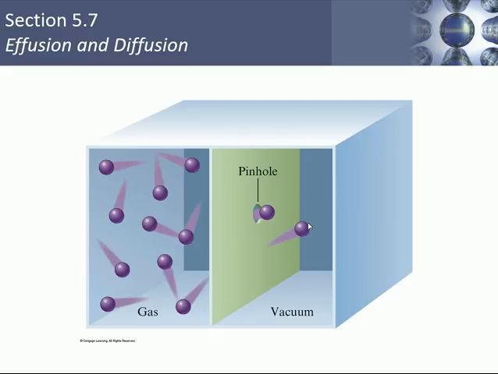Now, the faster the gas particles are moving, the greater the kinetic energy, the greater the velocity, the more collisions these things are going to have with the wall. And with more collisions with the wall, there's more of a chance that one of these gas particles is going to hit the wall at this spot, making it able to go through the pinhole and actually move into the other chamber. So if the kinetic energy is up, meaning the temperature, then the rate of effusion will be greater.